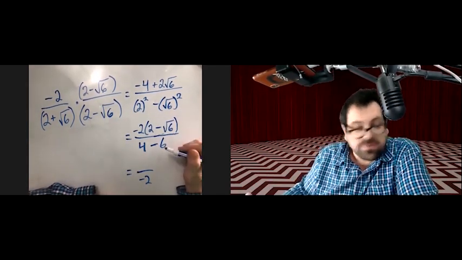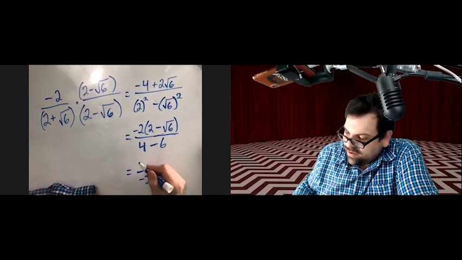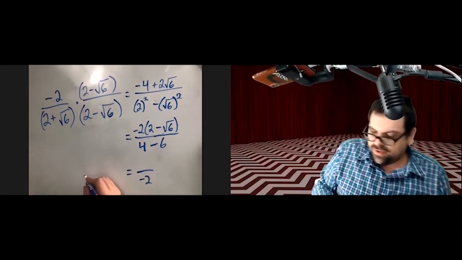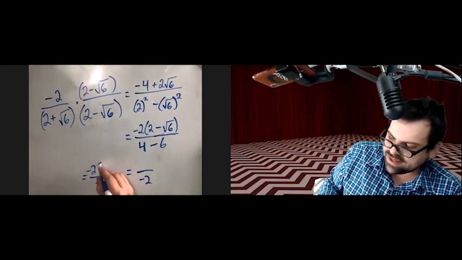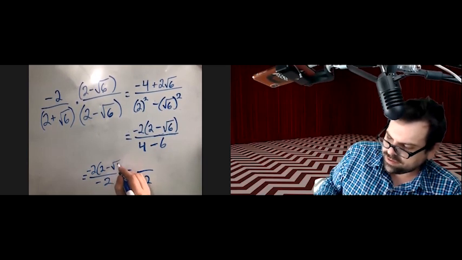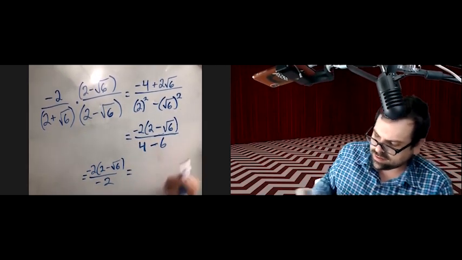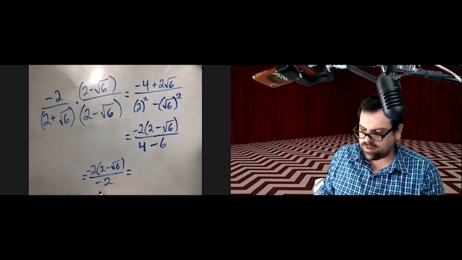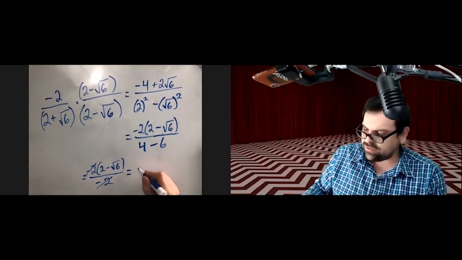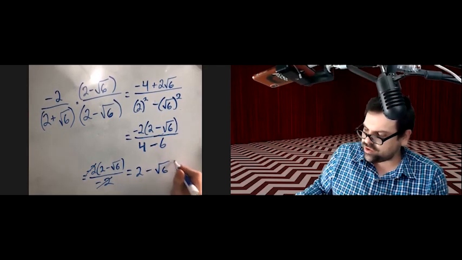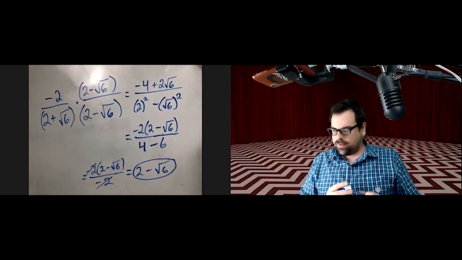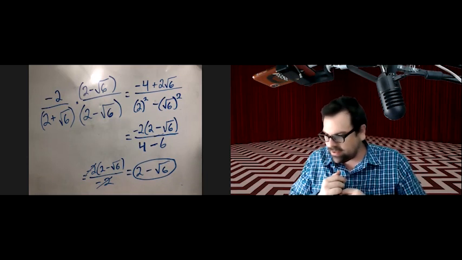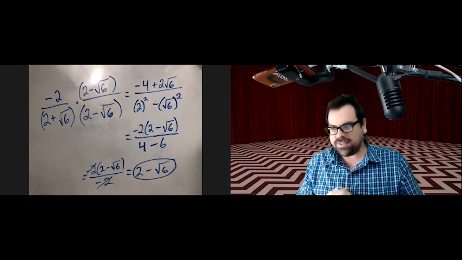And why did I factor it right back out? Well, there's a negative 2 on the bottom. If I take this negative 2 from the top, I can cancel those negative 2's, and my answer is just going to be 2 minus radical 6. Not only did I rationalize the denominator, I was able to get rid of the denominator entirely.